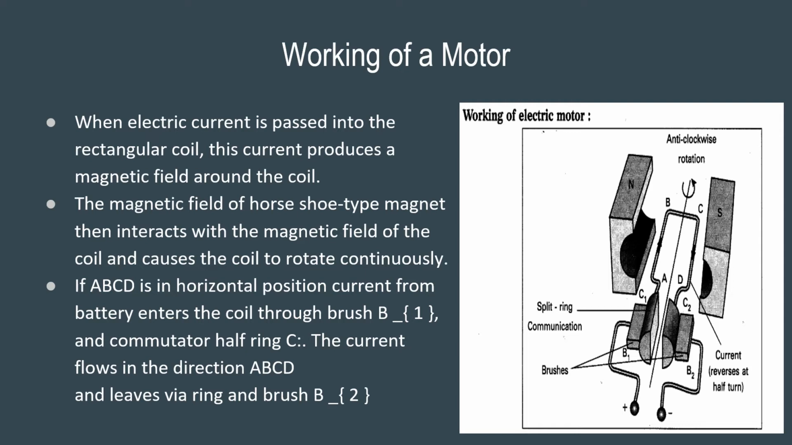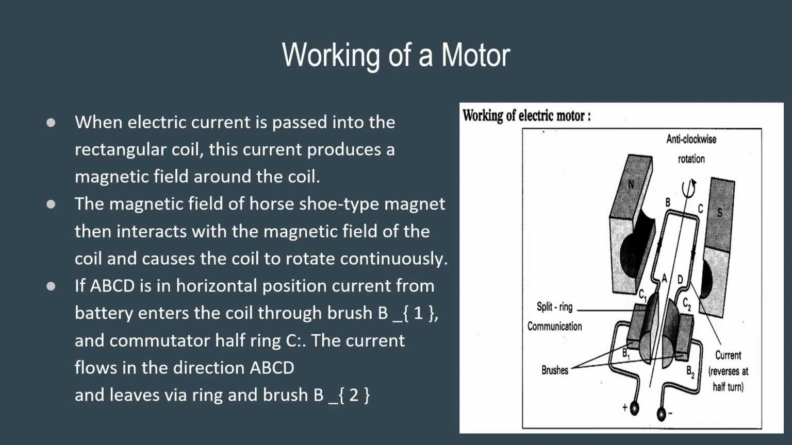The direction of the magnetic field is from the north pole of the magnet to its south pole. By applying Fleming's left-hand rule to sides AB and CD of the coil, we find that the force on side AB of the coil is in the downward direction, whereas the force on side CD of the coil is in the upward direction. Due to this, side AB of the coil is pushed down and side CD of the coil is pushed up. This makes the coil ABCD rotate in the anti-clockwise direction, as you see in the figure.